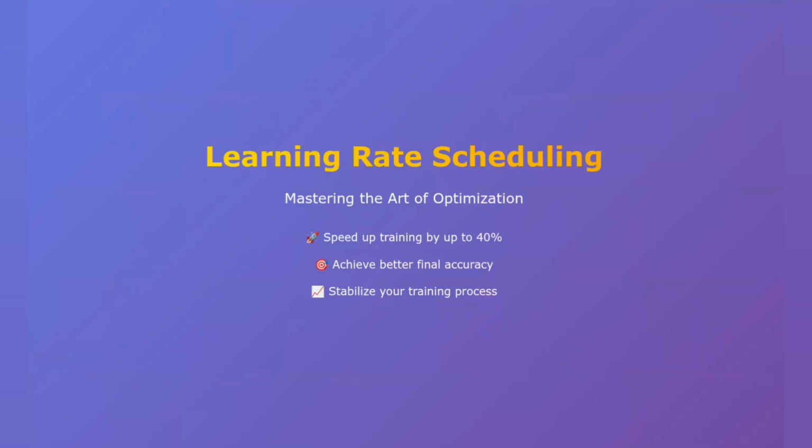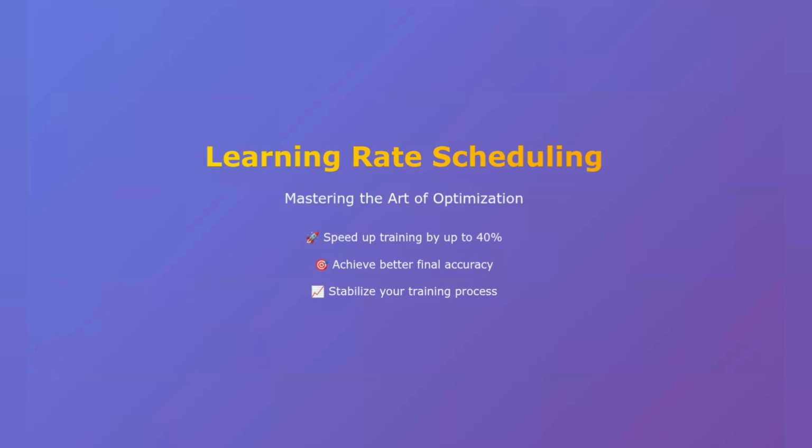Today, we're diving deep into one of the most crucial yet often overlooked aspects of training neural networks, learning rate scheduling. Have you ever wondered why your model trains perfectly for the first few epochs, then suddenly starts bouncing around like a ping pong ball? Or why it takes forever to reach that final 1% accuracy improvement? The answer often lies in how you schedule your learning rate.